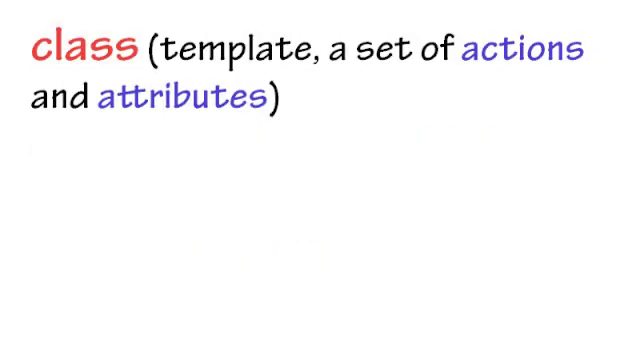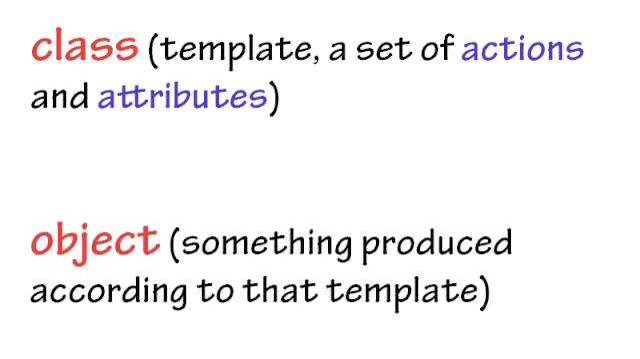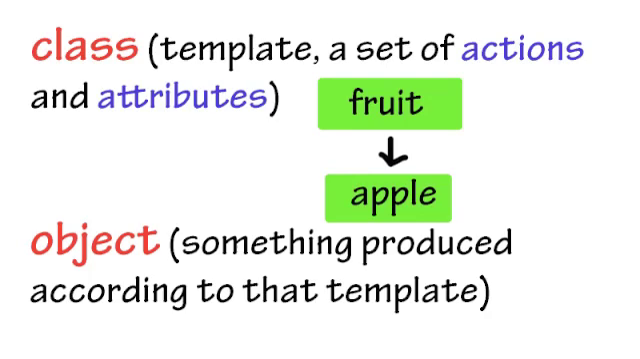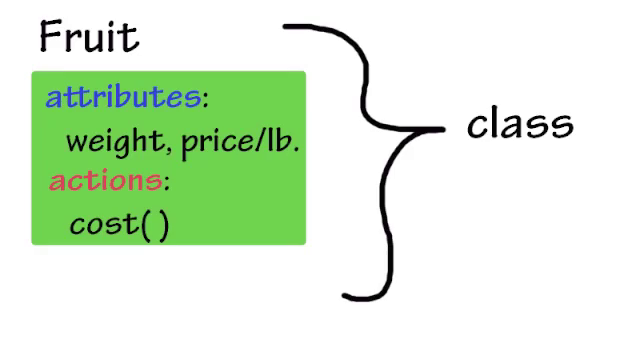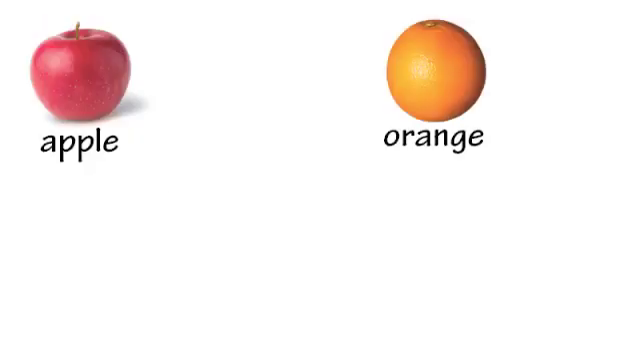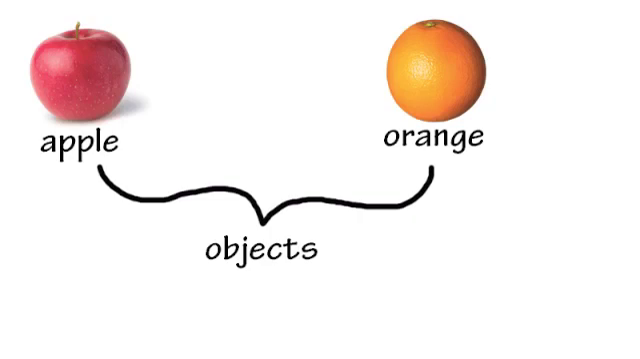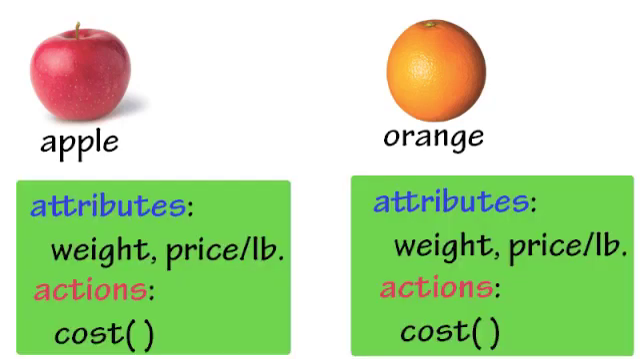So a class is a template or a set of actions and attributes, and an object is an instantiation of this template. So we can imagine that a class can be like a fruit, and an object can be a specific fruit. For example, apples and oranges are fruits. Both are objects of the class fruit, and they have similar attributes because they are both from the same class. They also have the same action, which is to cost something.